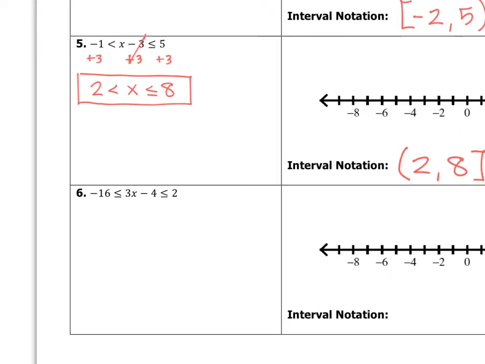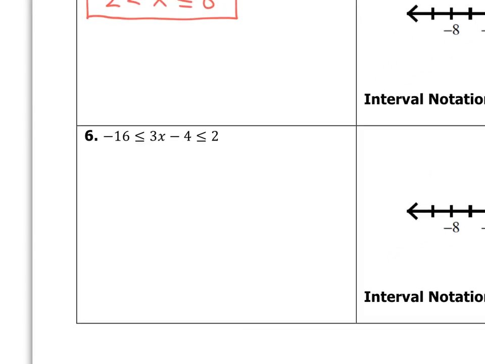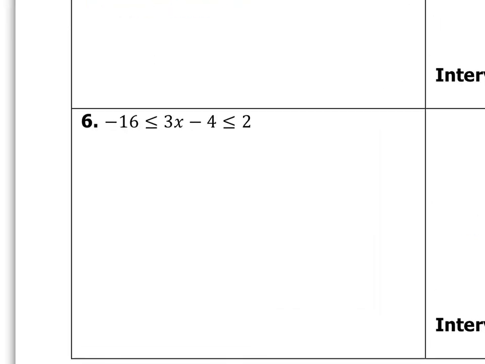Okay, our last example, number 6, we have negative 16 less than or equal to 3x minus 4, which is less than or equal to 2. To solve this inequality, I need to again focus on the middle, and I'm going to have to do two things in the middle. First of all, I'll need to add 4. So that means I'm adding 4 on the left and adding 4 on the far right. So this gives me a 3x in the middle. On the far left, negative 16 plus 4 is negative 12. And on the far right, 2 plus 4 is 6.